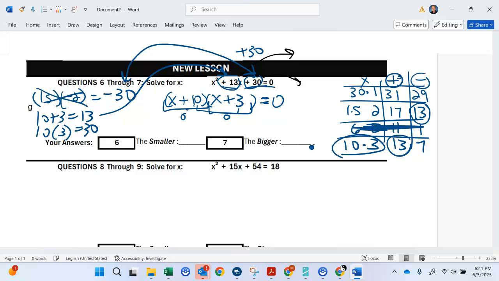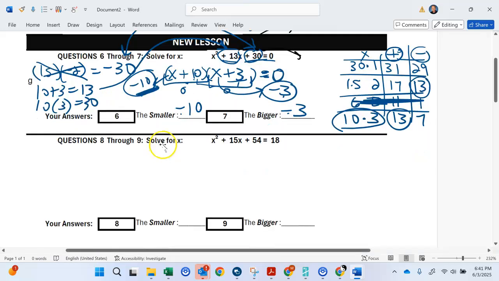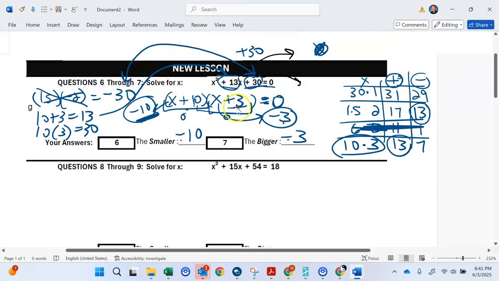So what makes this one 0? This is plus 10, so this needs to be minus 10. And this is plus 3, so this needs to be minus 3, okay? So that means the smaller is this one, negative 10, and the bigger is negative 3. So that's what's different about this. We're trying to get the equation equal to 0. Before, the answers were 10 and 3. Now the answers are negative 10 and negative 3, because we want the equation to be equal to 0. Okay? All right, so make sure you take good notes, and that is the solution.